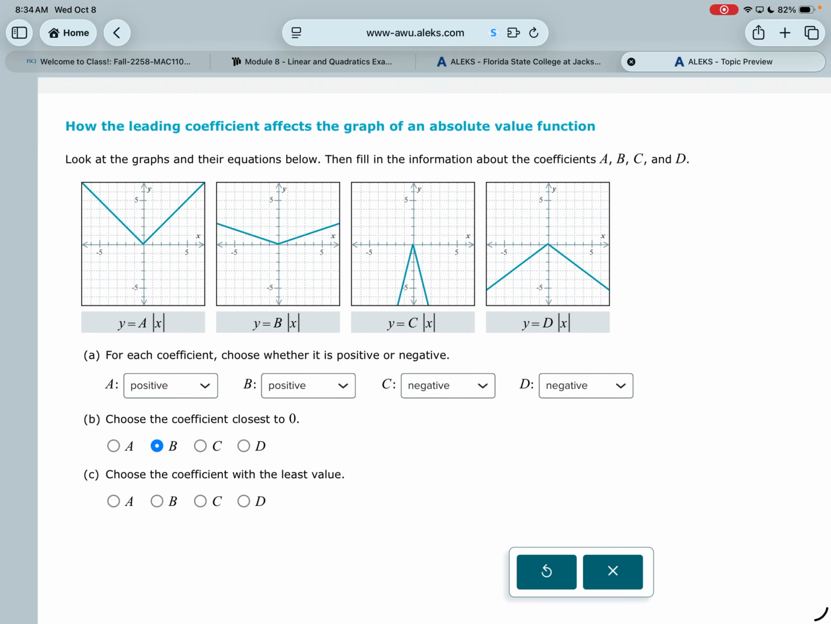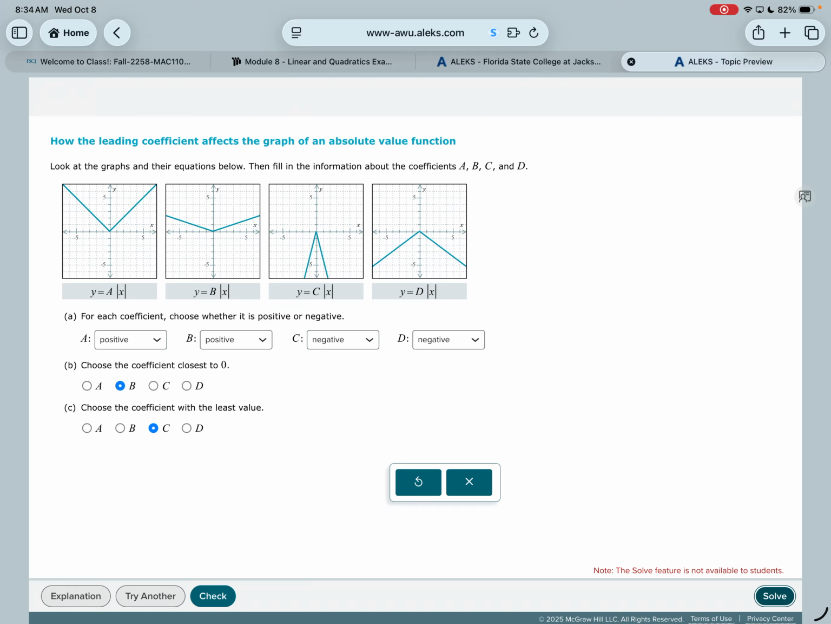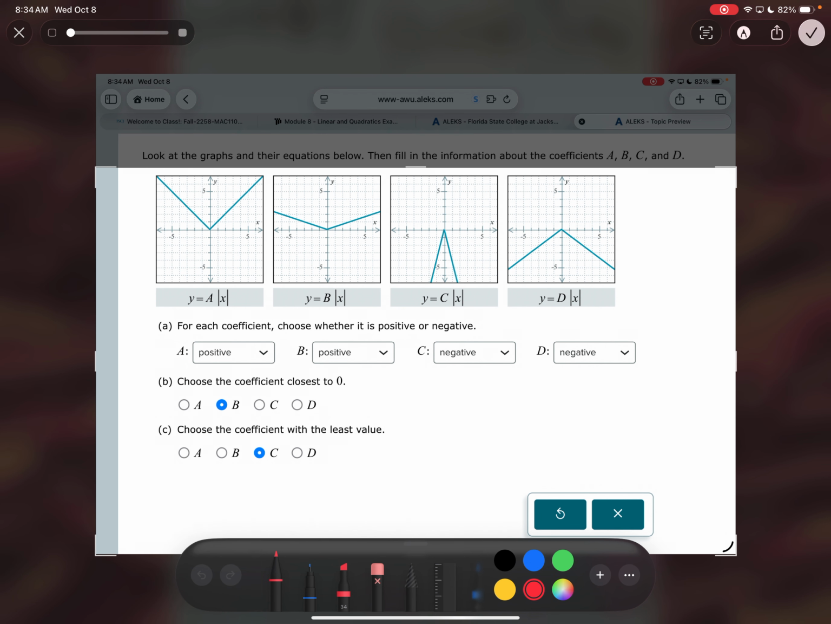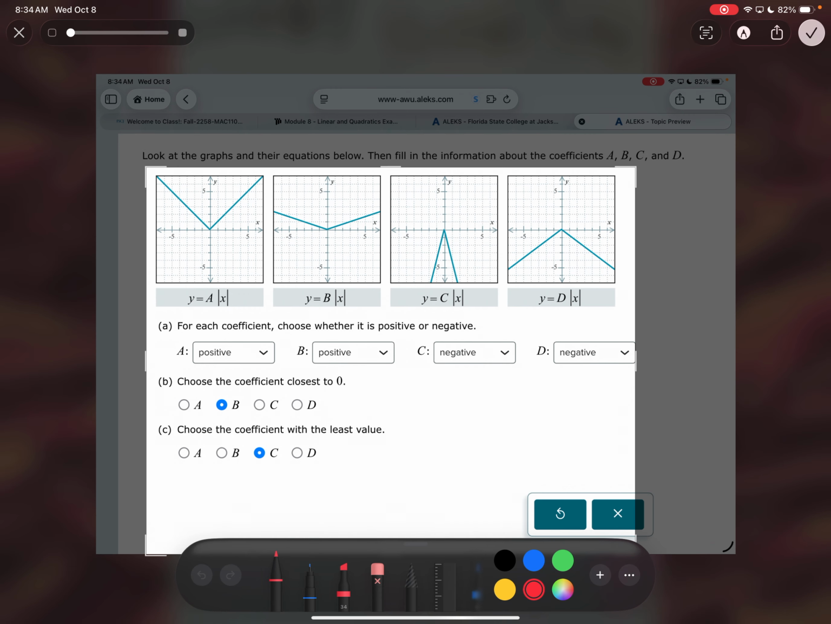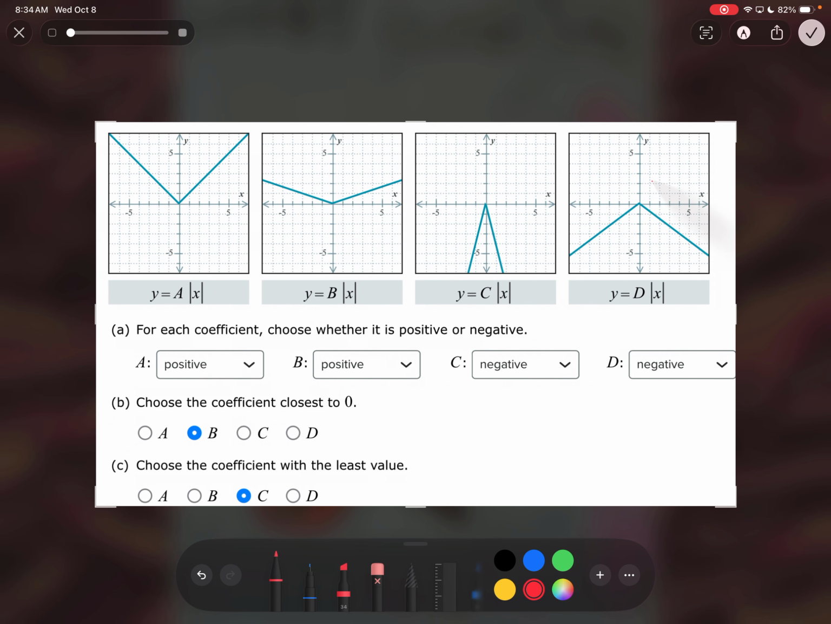Choose the coefficient with the least value. This one's kind of tricky because you've got negatives in here. So the answer here is going to be C, because that one is going down fast. That is going to be a whole number that is negative, or I guess an integer that is negative. So this one right here could be like, 2/3 absolute value of x, negative 2/3, right? This one would be something like -5 absolute value of x. So the -5 would be my smallest value.